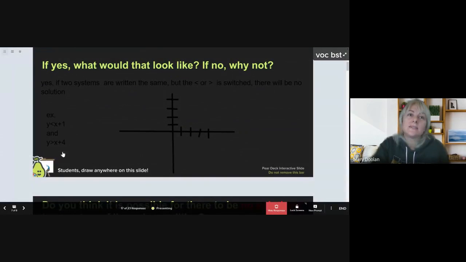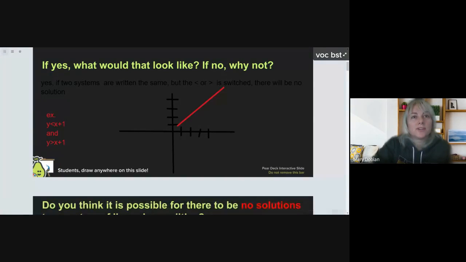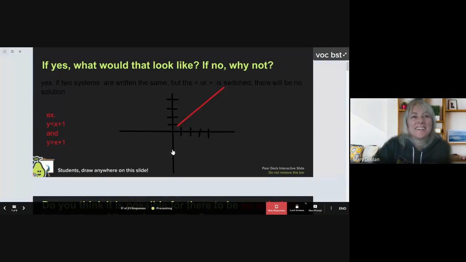Yes. For example, y is less than x plus 1 and y is greater than x plus 1. Yeah, I like that. That's a great example. Let's see what that looks like. I'm going to go to Desmos and show that real quick. I'm going to type it in real quick.